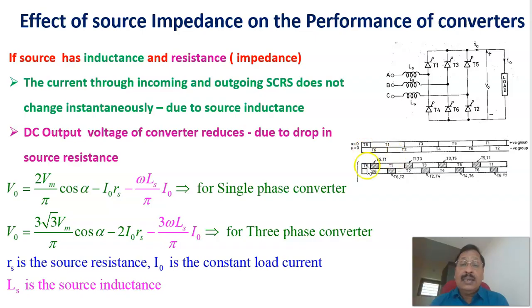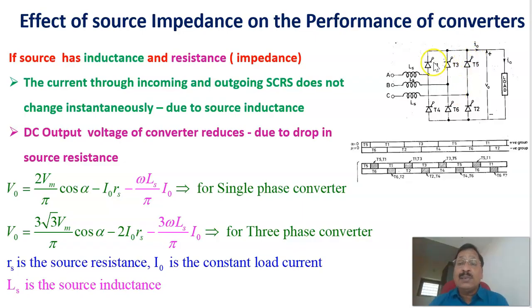But if there is an inductance on the source side, the current through the incoming and outgoing SCR does not change instantaneously due to the source inductance. Consider that first T5 and T6 are conducting. Now we fire T1 when it is forward biased. When T1, the incoming SCR, is triggered, the outgoing SCR T5 has to switch off, but that does not happen instantaneously.